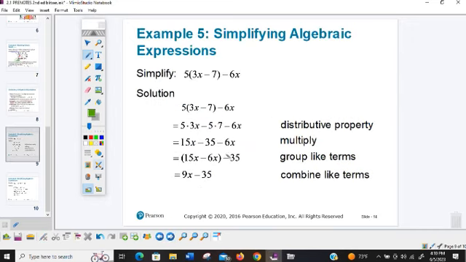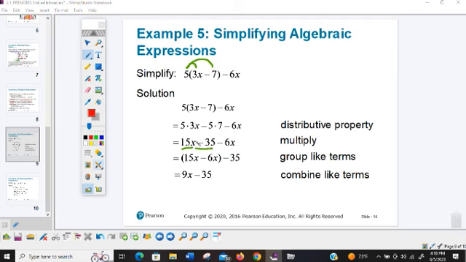Now let's do some algebra here. We're going to simplify this algebraic expression. Remember the distributive property? We have to distribute here. So we're going to do 5 times 3x. That gives us 15x. 5 times negative 7. That gives us the negative 35. And then we bring down the negative 6x.